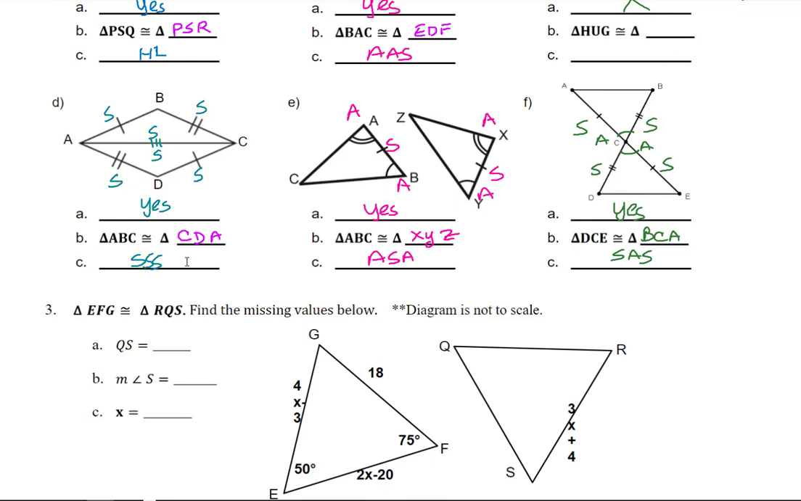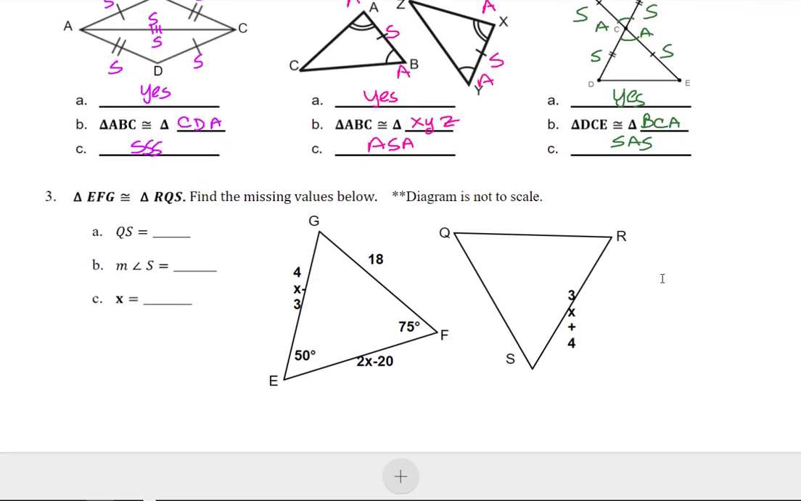You have to be careful to get the right sides there. And for the bottom part, the best way to do this is use the congruence statement to match up the corresponding angles, like E goes with R, F with Q, and G with S.